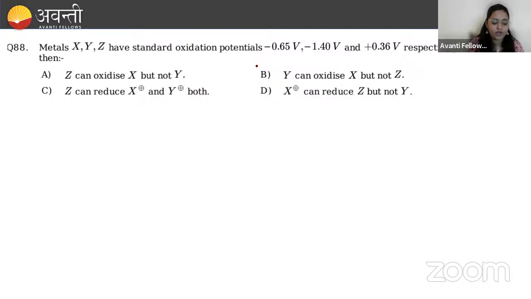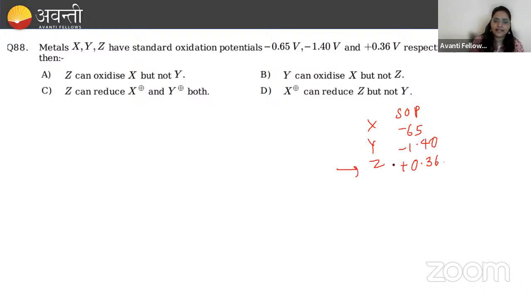Okay, they have standard oxidation potential, 3 values are given. Then Z can oxidize X but not Y. So हमको 3 की वैल्यू दिए हुए, स्टैंडर्ड ऑक्सीडेशन पोटेंशियल दिए हुए, रिडक्शन पोटेंशियल नहीं दिए हुए. सो स्टैंडर्ड ऑक्सीडेशन पोटेंशियल क्या दिए हुए हम लोगों को, -65U, -1.4T and +0.36.